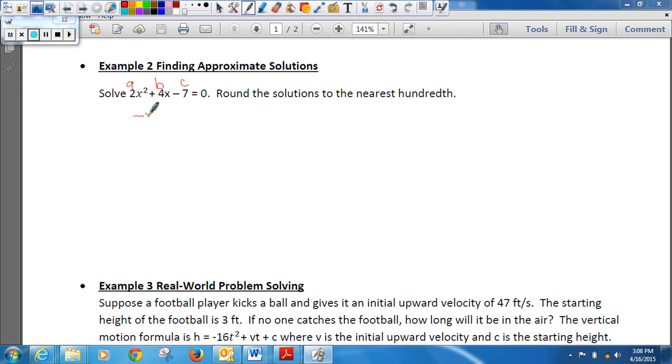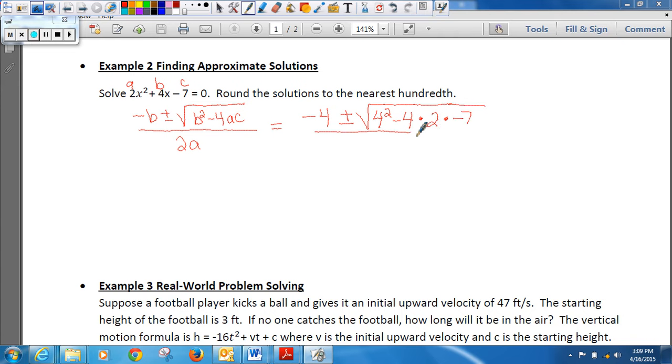Remember, your quadratic formula is negative b plus or minus the square root of b squared minus 4ac all over 2a. So if I sub in my values, negative 4 plus or minus the square root of b squared minus 4 times a times c. All of that is over 2 times a. 2 times 2 is 4 down here, so when I put it in my calculator, I'm just going to hit equals here and then divide by 4.